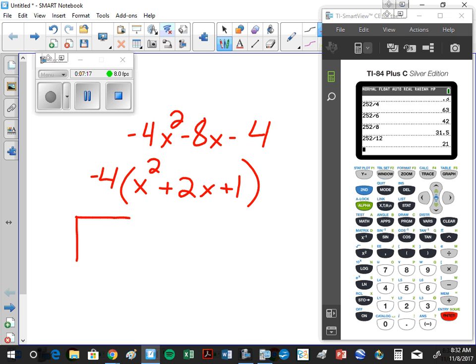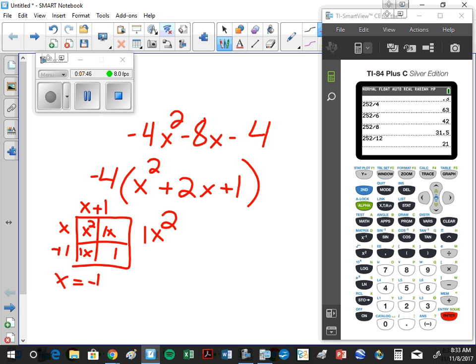Now I draw the box. x squared and 1. Multiply those together, and I just get 1x squared. Are there factors of 1 that add to be 2? 1 and 1. 1x and 1x. The top row shares an x. If I take an x out, what's left? x plus 1. And if I take an x out here, I get x plus 1. So my roots are -1 and -1.